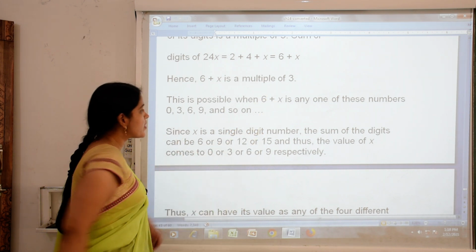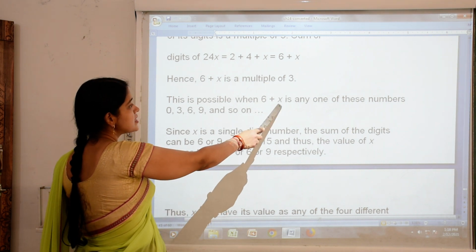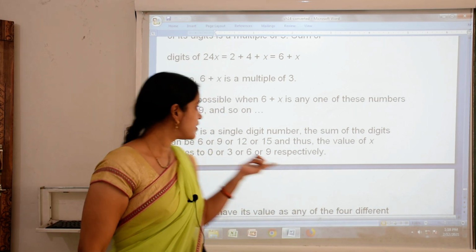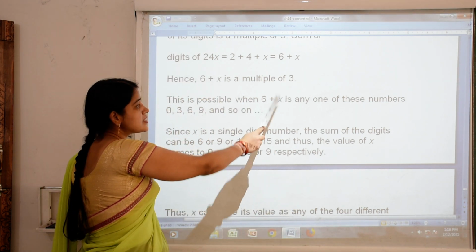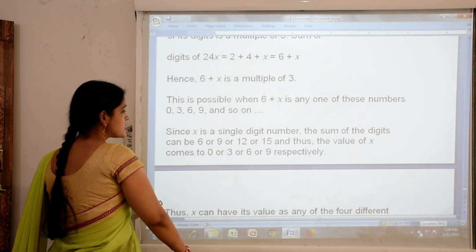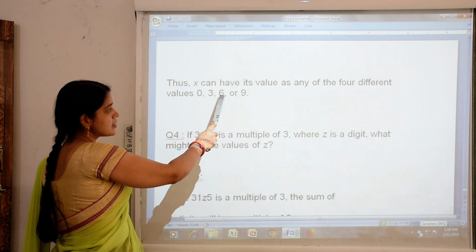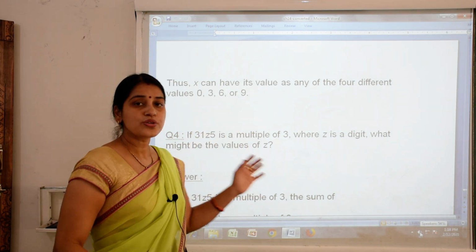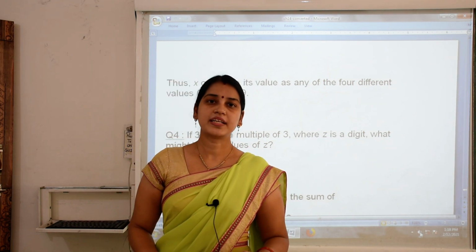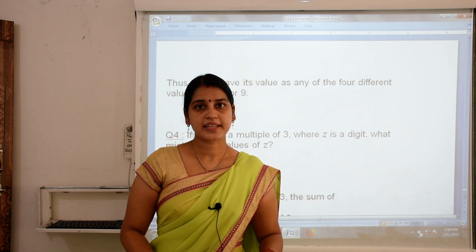That means in place of x we can put this type of value. So when we put x equal to 0 then we get 6. When we put x equal to 3 then we get 9. So in this way we are getting the multiples of 3. So the possible values of x are 0, 3, 6 or 9. So in this way we can find the values of the given digit. So this type of sums are related to this exercise.